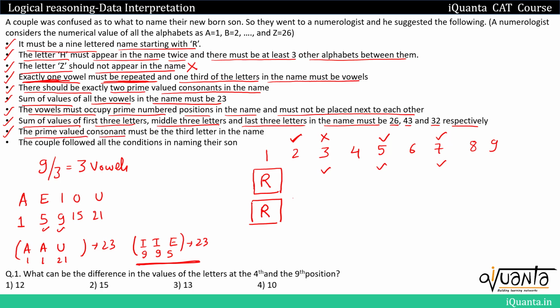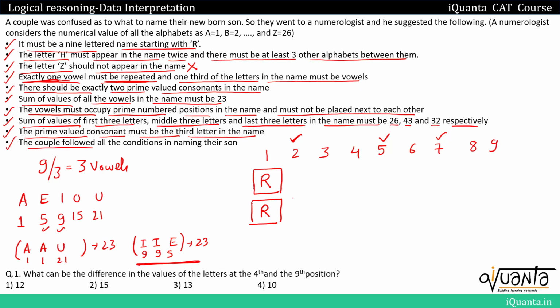The next clue is the prime valued consonant must be the third letter in the name. So at the third position we have a consonant. So it clearly cancels this case in which we were putting a vowel at position 3. So we'll have a consonant at place 3 and that consonant will have a prime value. So the case where we were putting vowels at 3, 5, 7 will be cancelled. Let me remove it now. So the only possible positions left for vowels are 2, 5, 7.